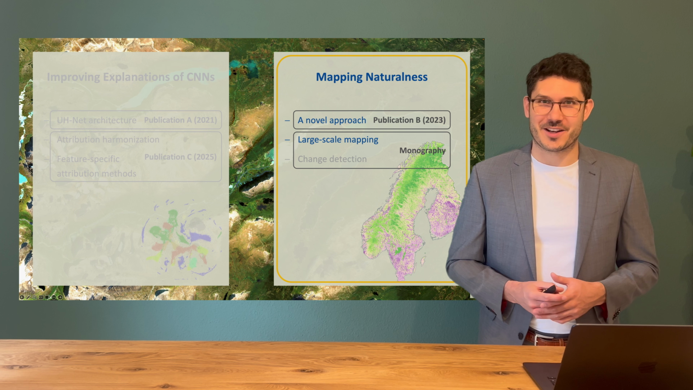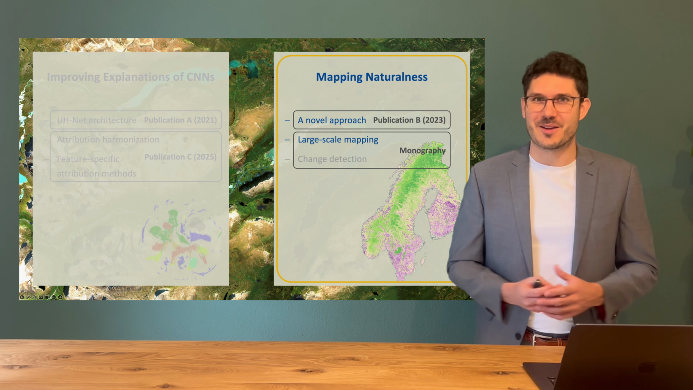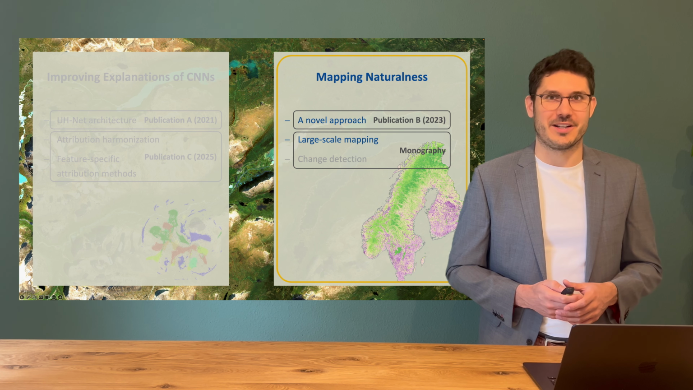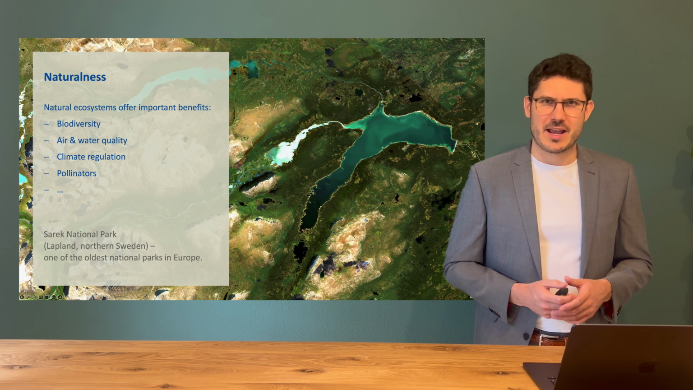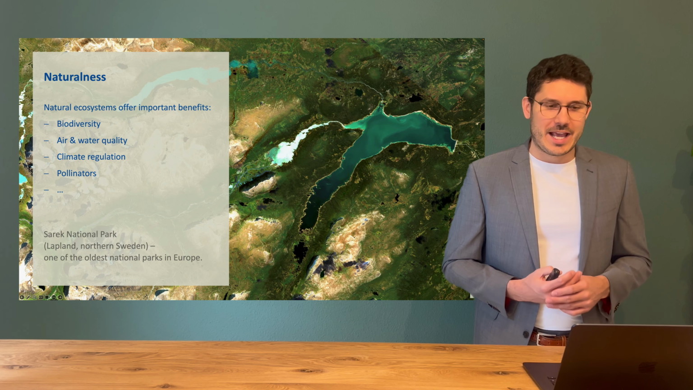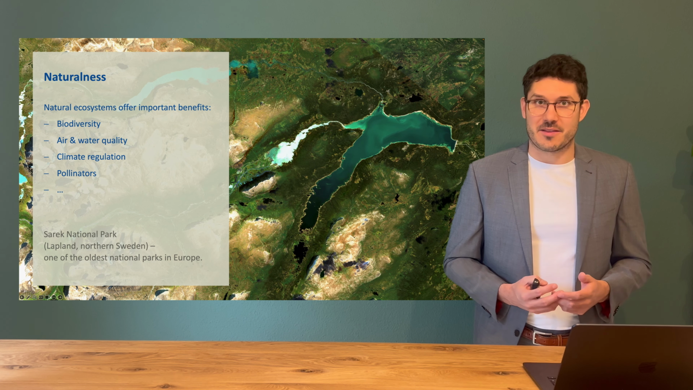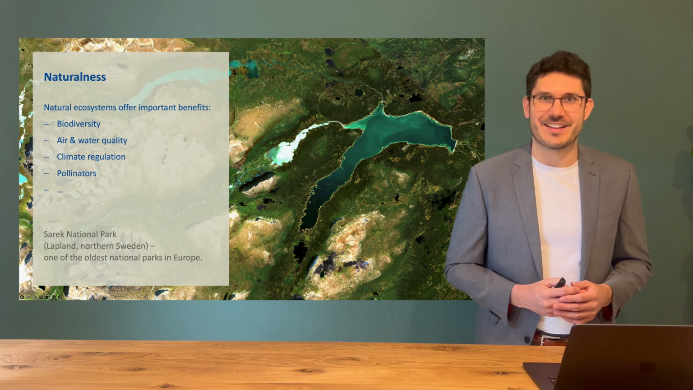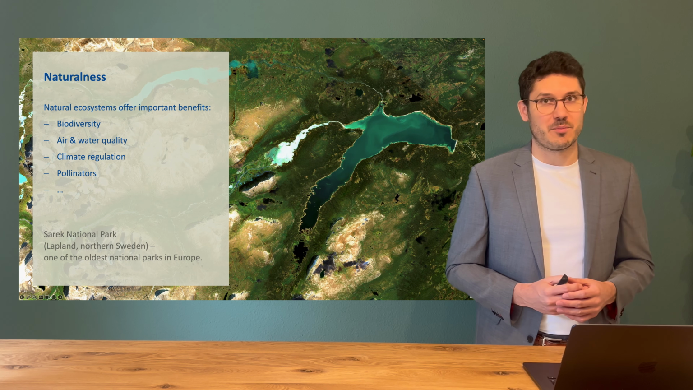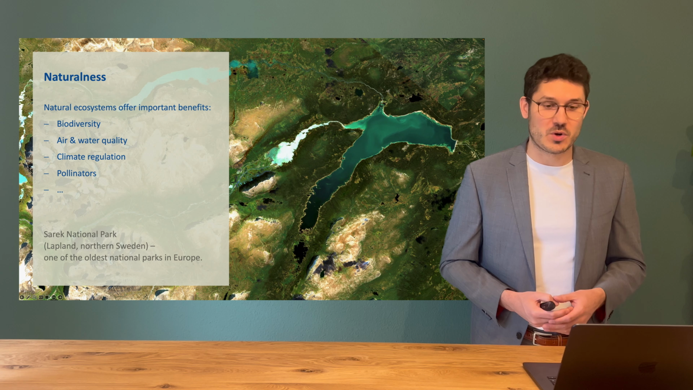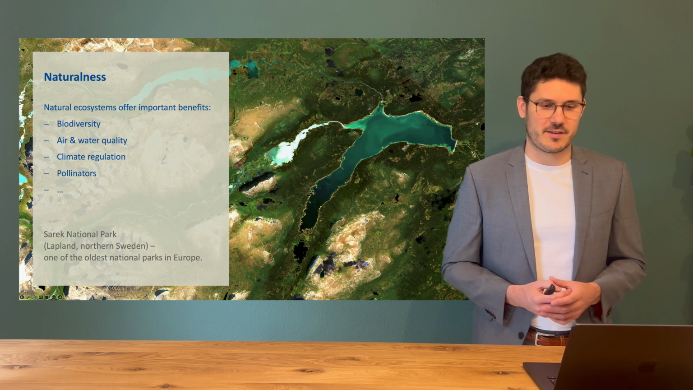And with that, I would like to continue to the second big part of my thesis, and that is mapping naturalness. But why is naturalness actually important? Well, natural ecosystems like the Sarek National Park in Lapland, that you can see here in this satellite image, offer important benefits. For example, they play a key role in preserving biodiversity.